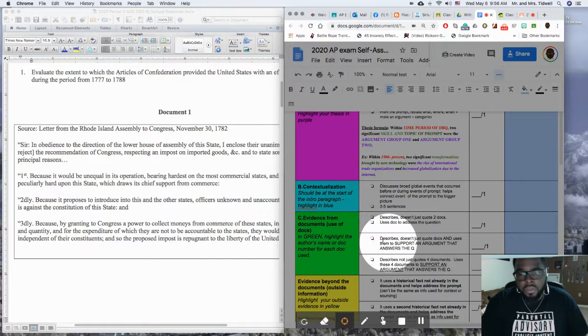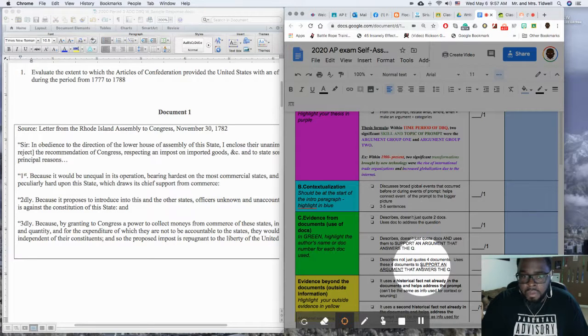Just make sure you really reference those one way or another, okay? You also want to make sure that the scribe doesn't just quote docs, but uses them to support an argument that answers the question. The scribe not just quotes four documents, uses these four documents to support an argument that answers the question. So you remember in the outline format that I gave you guys, I say you've got to use at least four documents.